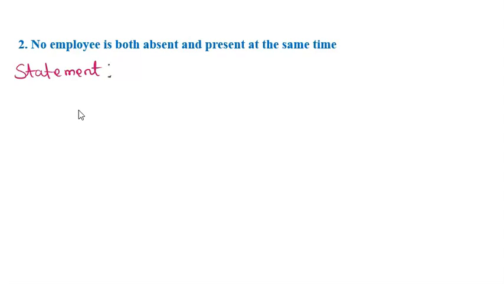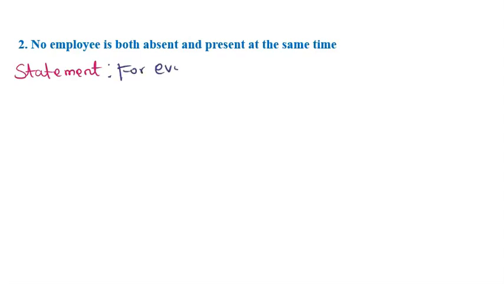No employee is both absent and present at the same time. Now analyze this statement. Is it possible or not possible? It is impossible, so the statement is false. This is a universal negative statement. It states that for every employee, the combination of absent and present is impossible. So how do we convert the statement?